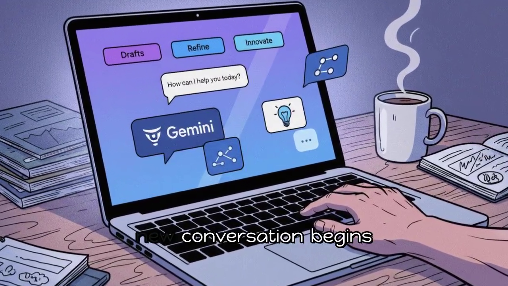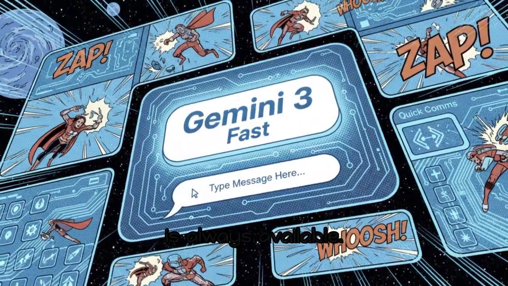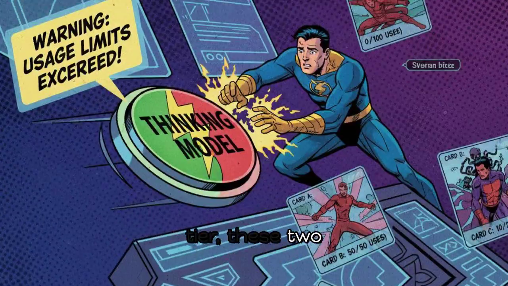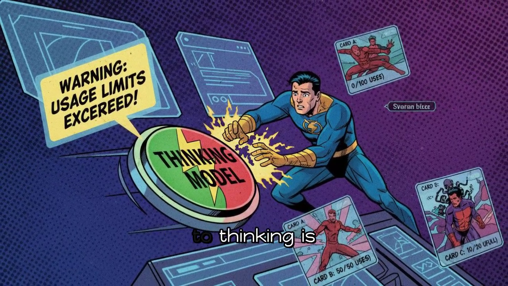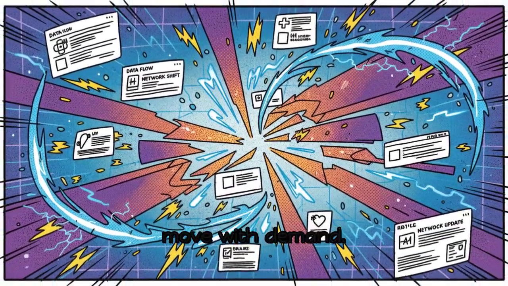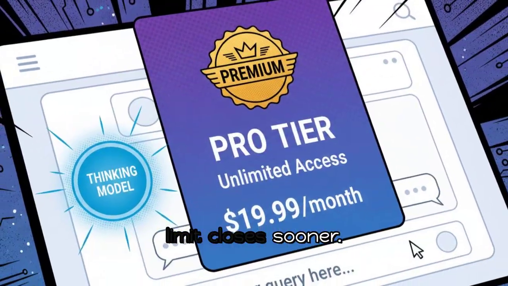In Gemini, a new conversation begins with a choice. Gemini 3 Fast is always available. Thinking and Pro appear beside it. On the free tier, these two are constrained. Access to thinking is present but inconsistent, and the boundaries move with demand. On one day, thinking feels open. On another, the limit closes sooner.